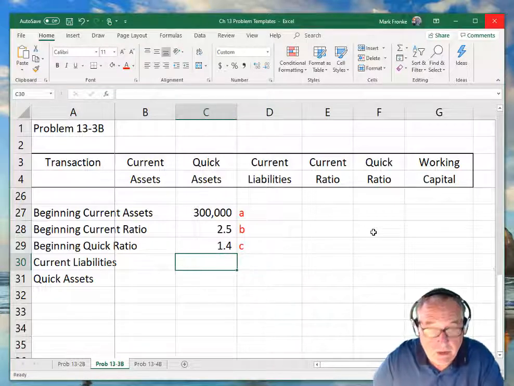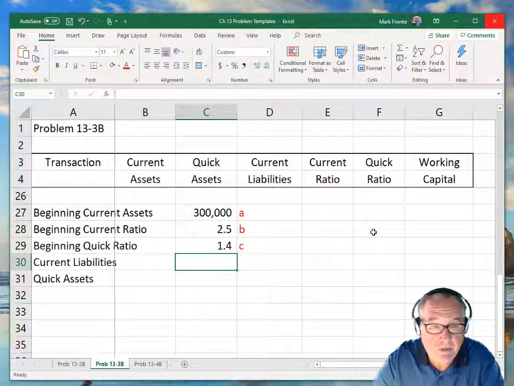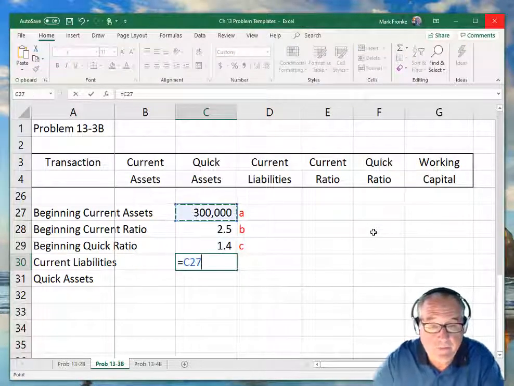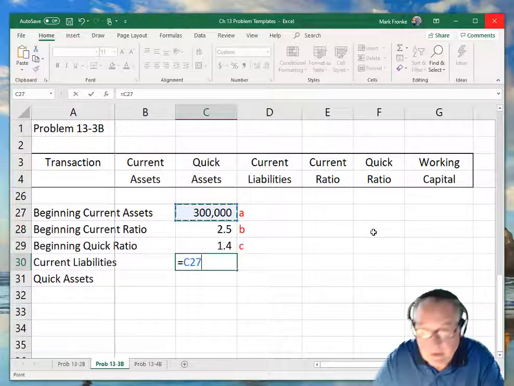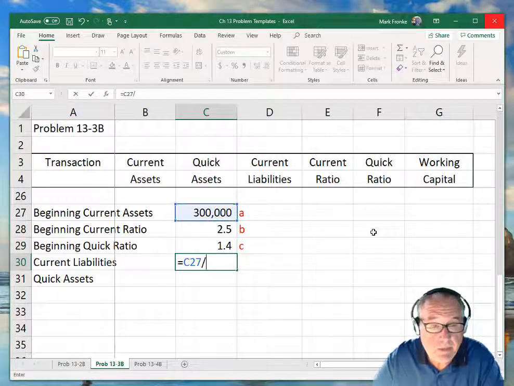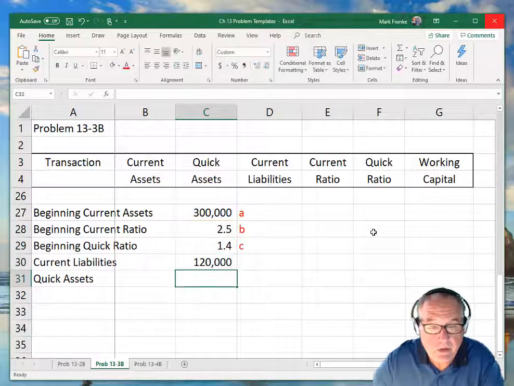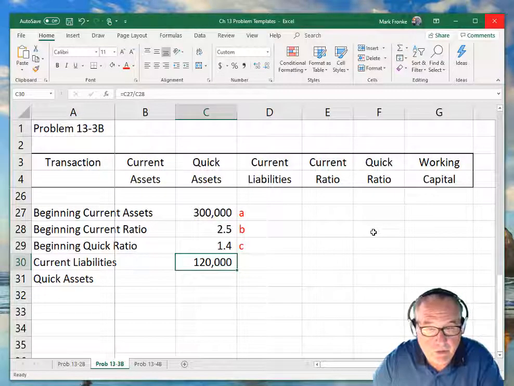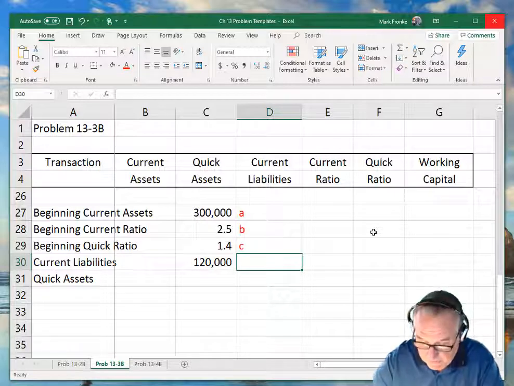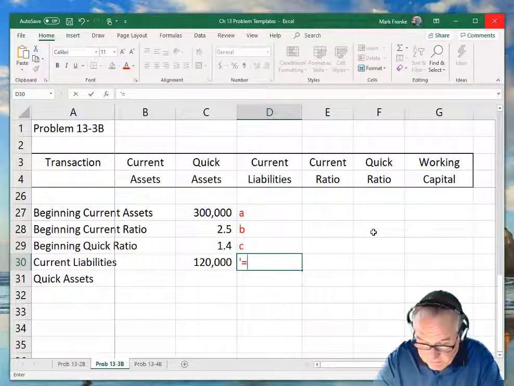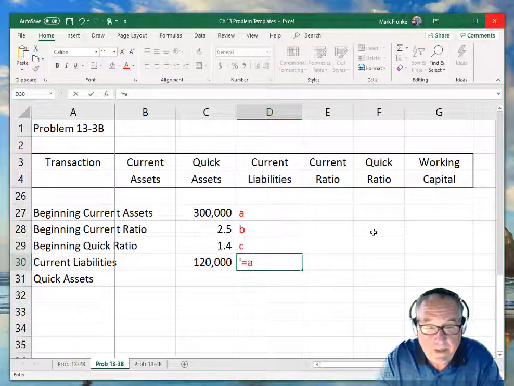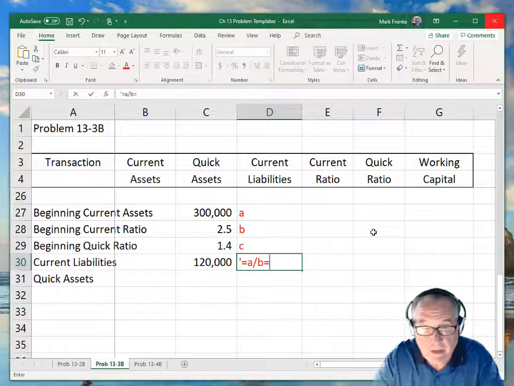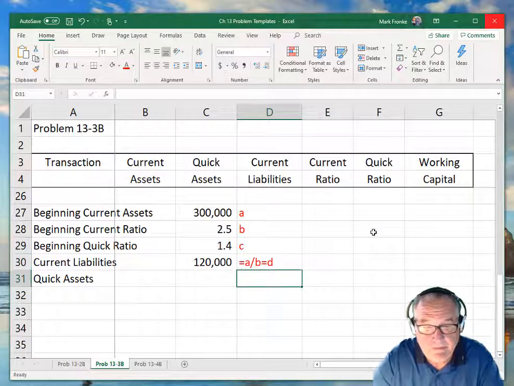The current liabilities is current assets divided by the current ratio, which gives us current liabilities of 120,000. So I'll put equals A divided by B. And then we'll call that D.